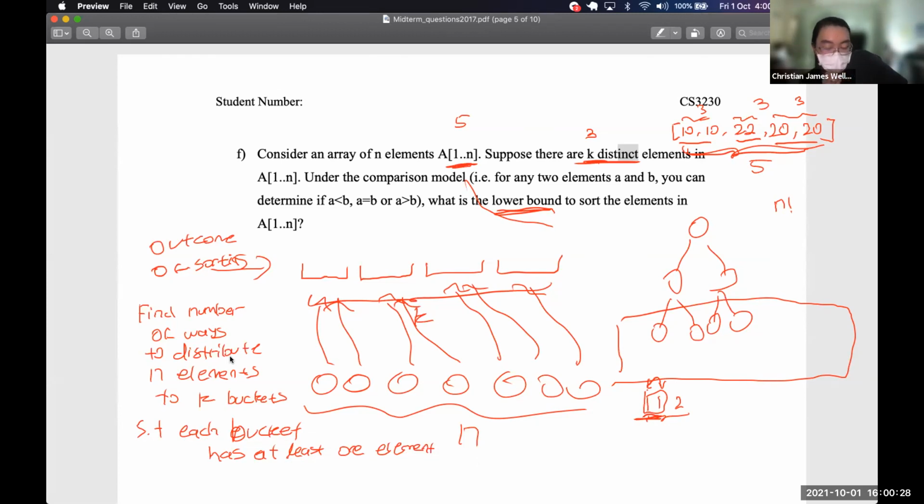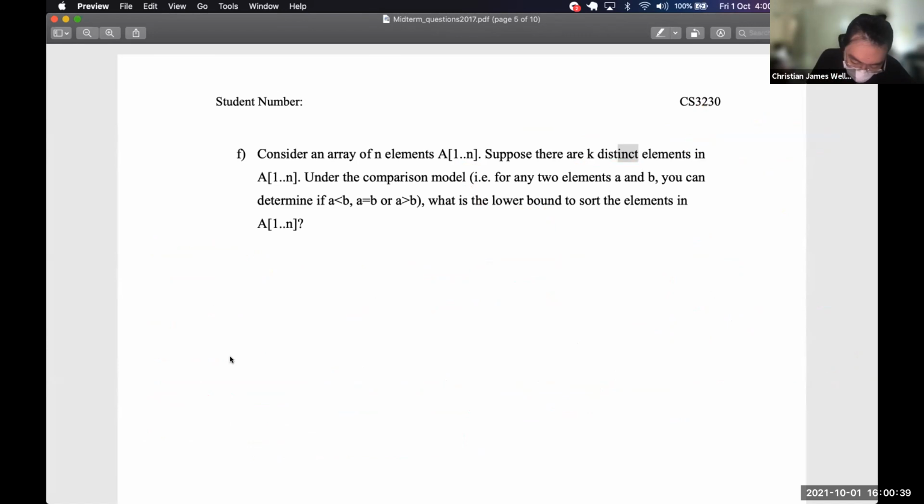Okay, I don't know if I can go through this in 3 minutes. Let's see. So let me just clean it up a bit. How do you distribute n items to k buckets any way you like? There's this idea of stars and bars.